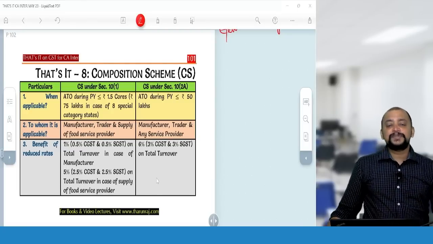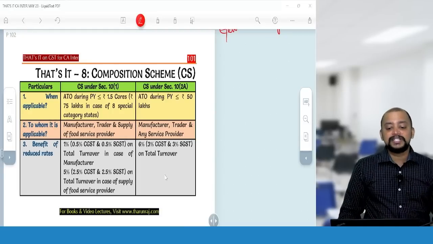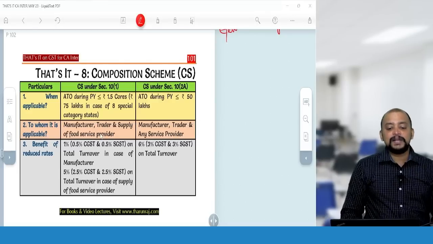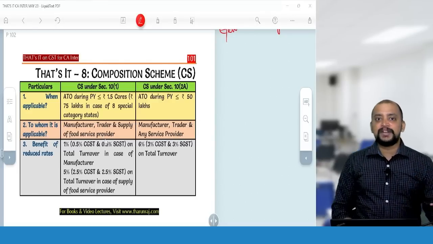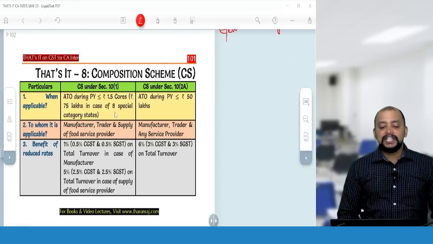So the 10 subsection 1 composition scheme is applicable to manufacturers, traders and suppliers of food service providers, whereas 10.2A is applicable to manufacturers, traders or any service provider. 10.1 will be applicable if their aggregate turnover during the previous year does not exceed 150 lakhs, but for those 8 states it will be 75 lakhs.